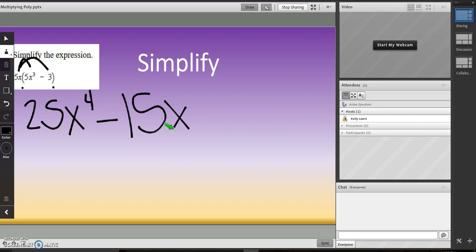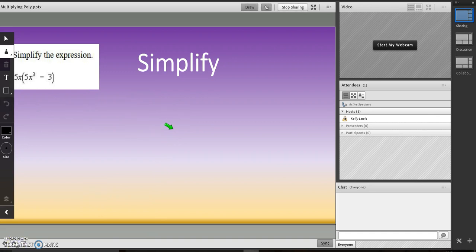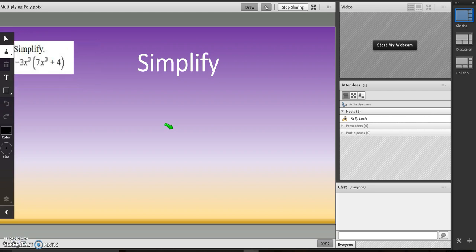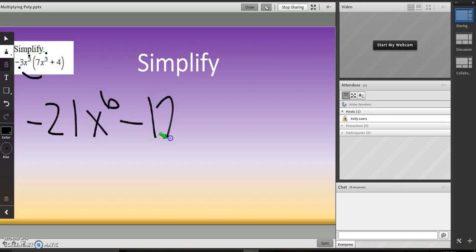The end. It's the opposite of what we do later, I think in the next video, where we do factoring out the greatest common factor. Let's do another one like that. All right, let's do this guy. Negative 3 times 7 is negative 21, and then x to the third times x to the third. Well, little 3 times little 3 is a little 6, an exponent of 6. Negative 3 times 4 is negative 12, and then we have an x to the third. That's all there is to it.